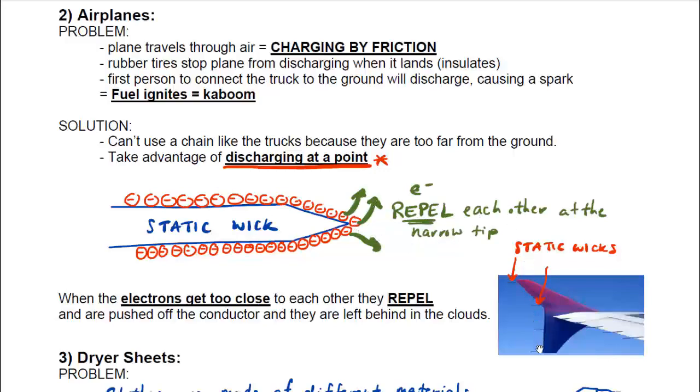And here's a real picture of what static wicks look like on airplanes. You may have seen these before and not realized what they're used for. So again, that's called discharging at a point. You've got the same problem with fuel being charged by friction, but we can discharge it while we're still in the air, as long as we have some kind of static wick where we can just discharge right away.